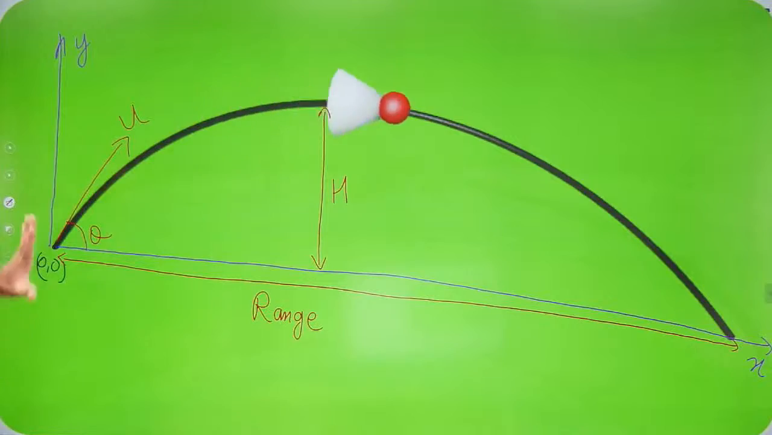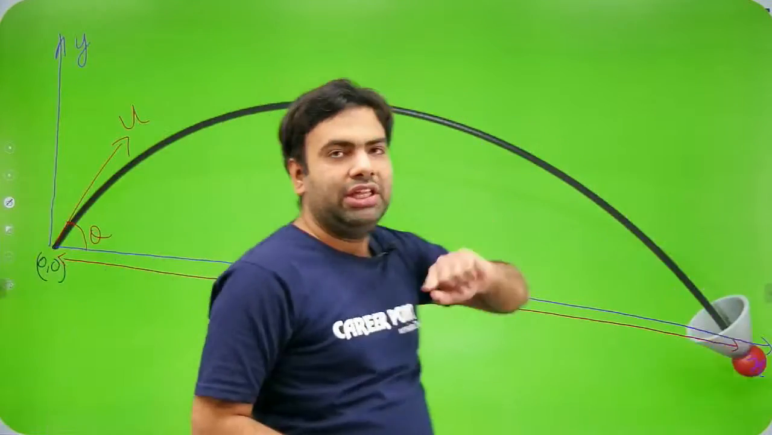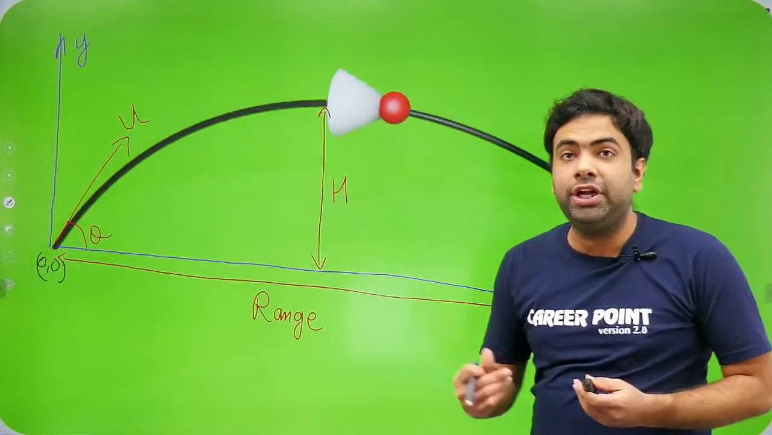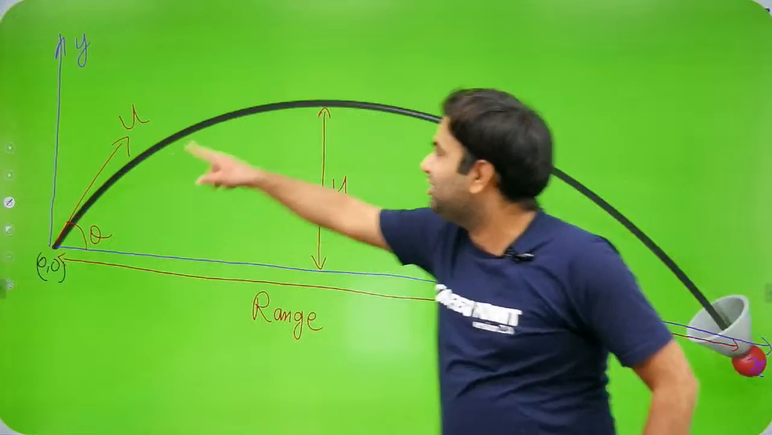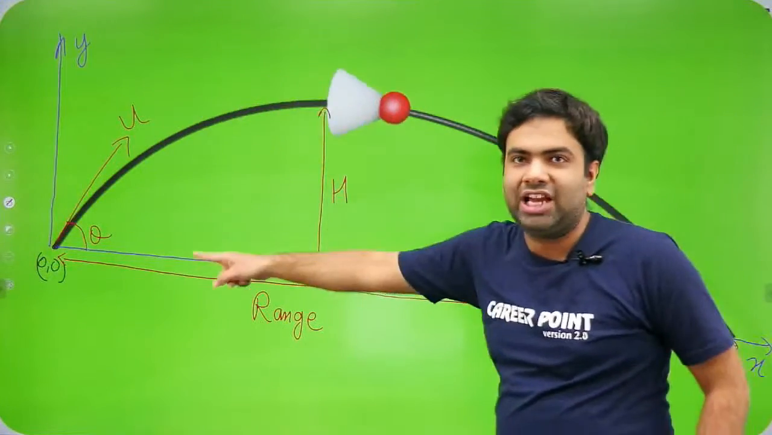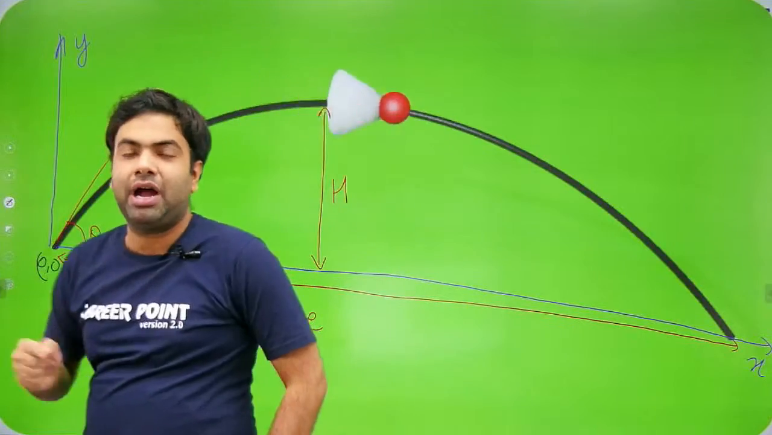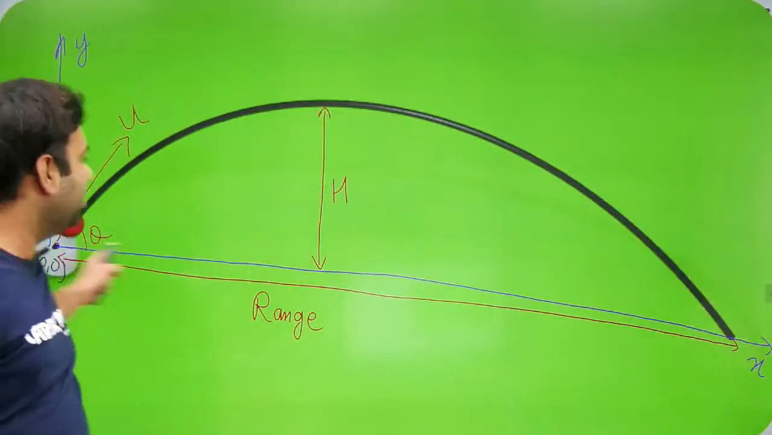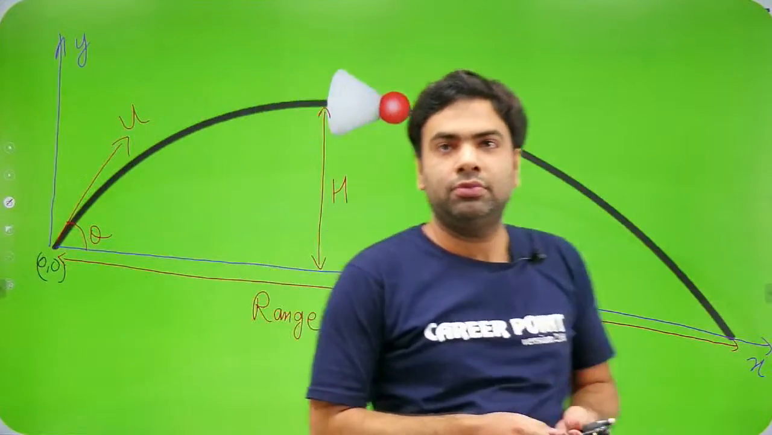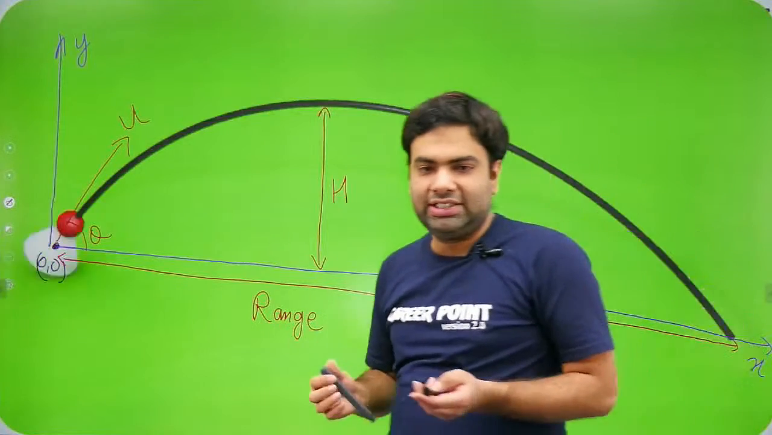Now, see this. In this projectile motion, we are going to find out what the time of flight is, what the maximum height attained by the projectile is, and the range of the projectile. Okay. So, let's start.